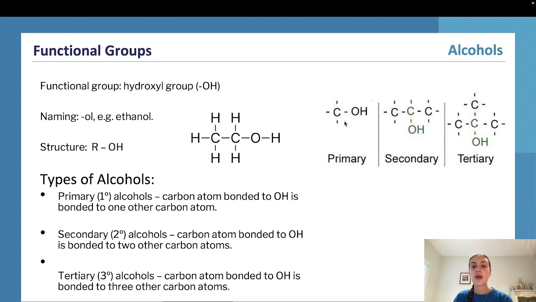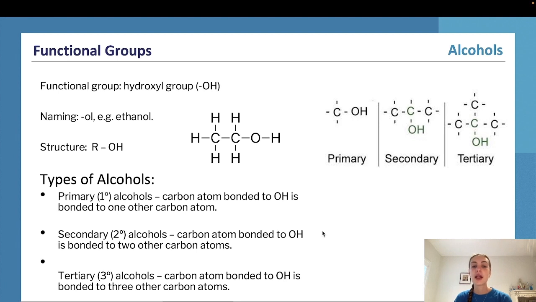So for example, with our primary alcohol here, we've got methanol, and in methanol, the carbon atom which the hydroxyl group is bonded to is not bonded to any other carbon atoms. So methanol is the one and only exception. Ethanol would also be a primary alcohol, as we can see that the carbon atom which is bonded to the hydroxyl group is only bonded to one other carbon atom.